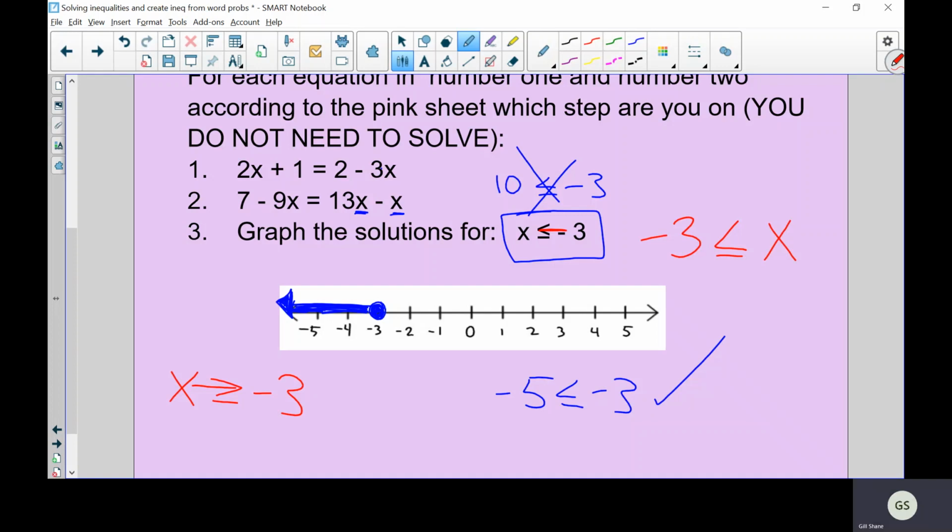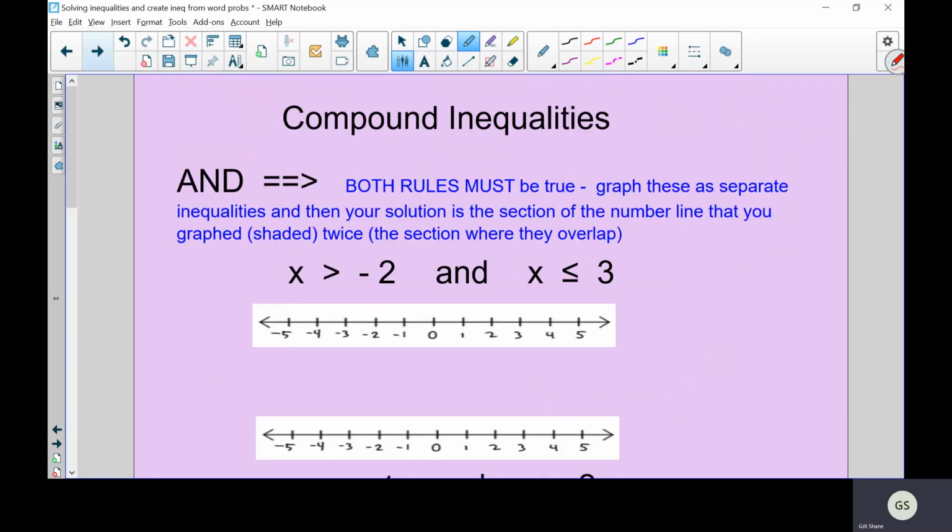All right, any questions? Again, I spent a lot of time on that just because so many people have gotten it wrong over the last 2 days. And on the exit ticket last Friday, the majority of the points I took off were for the graphs.